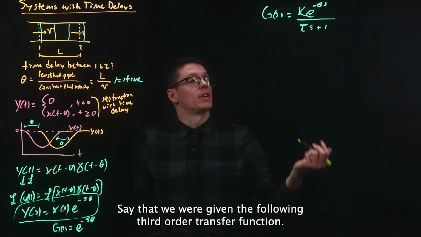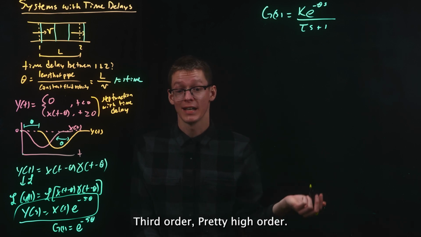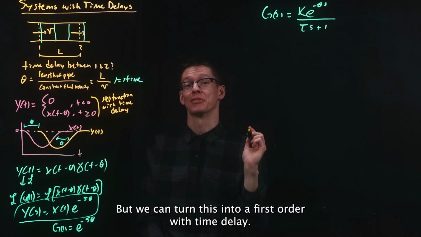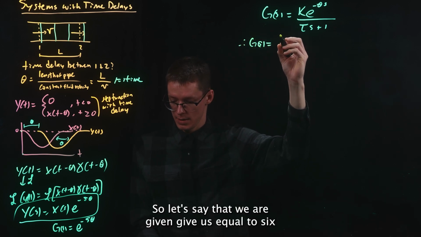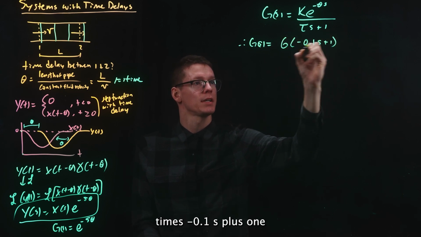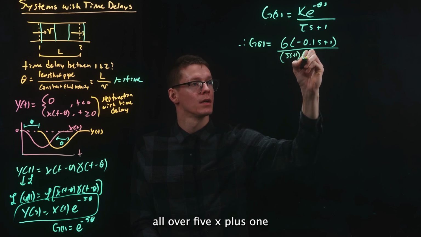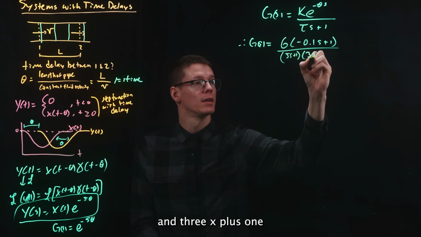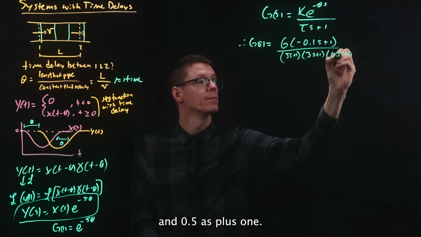Say that we were given the following third order transfer function. Third order, pretty high order, but we can turn this into a first order with time delay. So let's say that we are given G(s) equal to 6 times (minus 0.1s plus 1) all over (5s plus 1), (3s plus 1), and (0.5s plus 1).